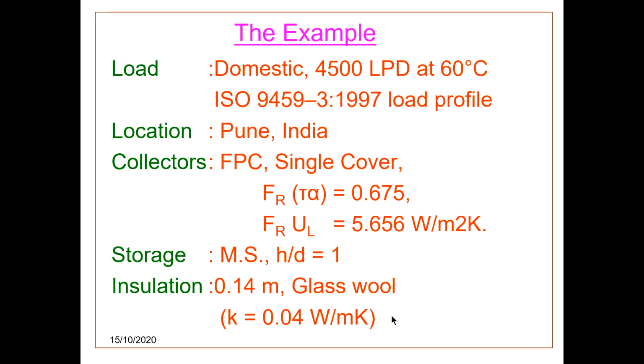Now the problem is: for an apartment building in Pune which requires 4500 liters of water per day at 60 degrees Celsius, what must be the collector area, how many collectors are used, what will be the cost of the system, and at what solar fraction will the system operate. These answers are sought using this design space methodology.